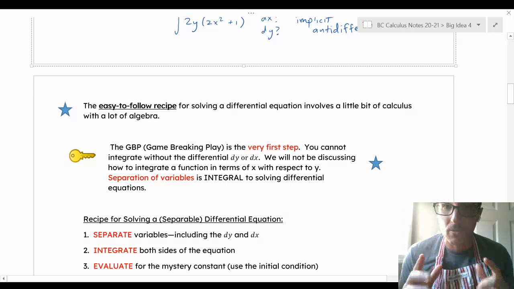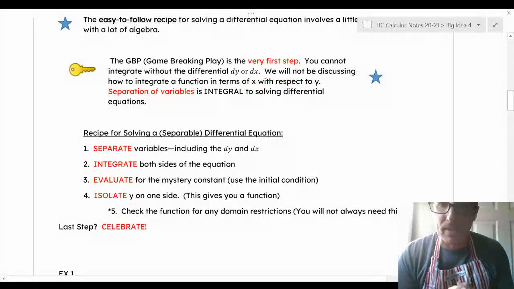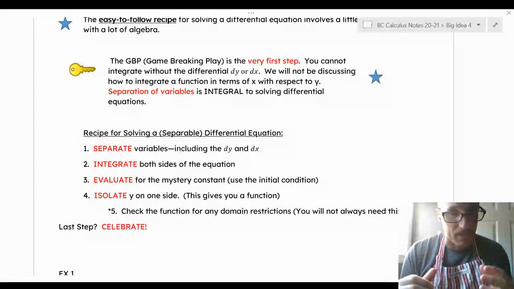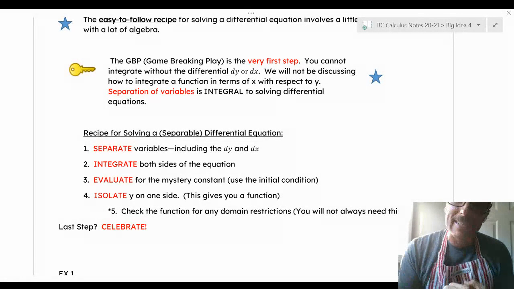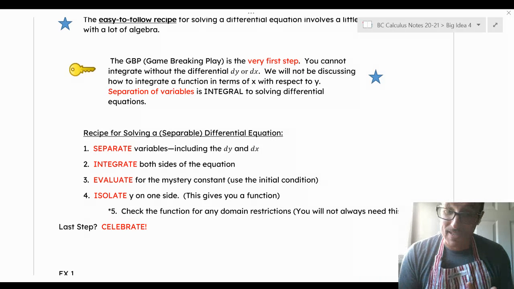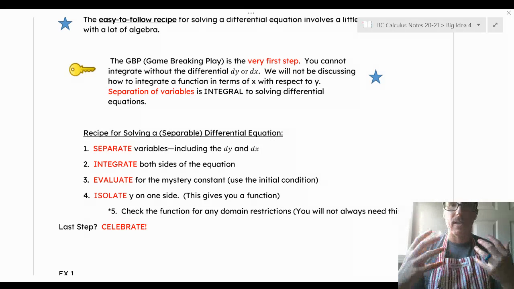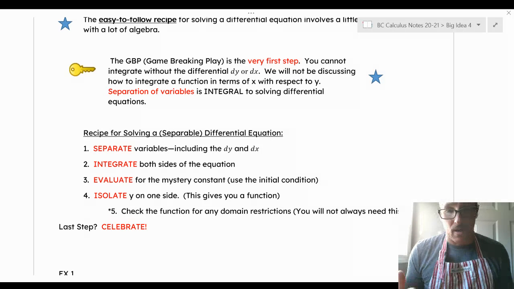So here we go. Here is the recipe in all its glory. So first thing you're going to do is separate the variables. It's going to take a little bit of algebra. It's not going to be too tough. Then you're going to integrate both sides of the equation. That's going to take some calculus. Then you're going to evaluate for the mystery constant. And for that, you need the initial condition. Because after we integrate, right, we'll have that plus c. So then we'll solve for that c. And then we'll just need some algebra to isolate y on one side to get our mystery function that we wanted to solve for.